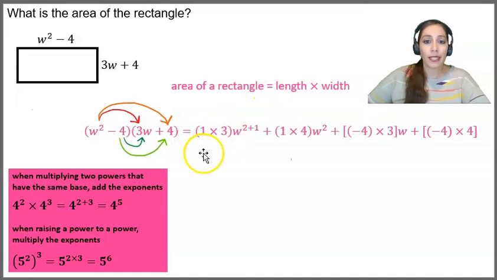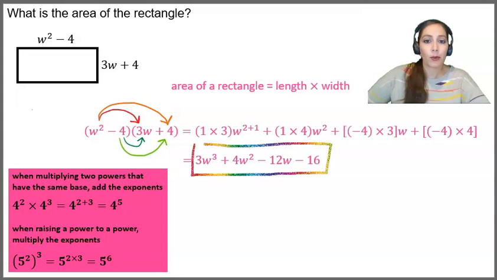1 times 3 ends up equaling 3, and w to the 2 plus 1 is w cubed. 1 times 4 on my second term is 4, and then we just have the w squared. On our third term, we have negative 4 times 3w, so that would be negative 12w. And on our last term, we have negative 4 times positive 4, which is 16. So our final answer is 3w cubed plus 4w squared minus 12w minus 16.